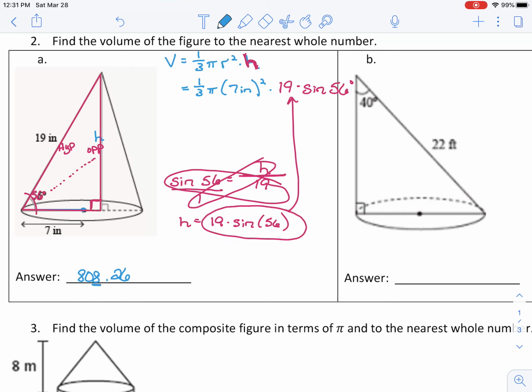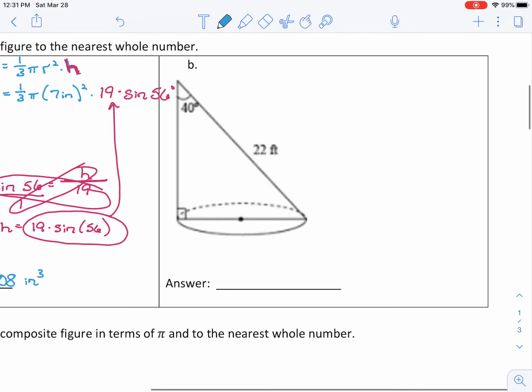It says nearest whole number. 8 is in the whole number spot, and this 2 is less than 5, so it's going to round to about 808, and again these labels are in cubic inches. So it's a pain when you have an oblique shape because there's just a lot of stuff you don't know. Speaking of things that are a pain, part B.